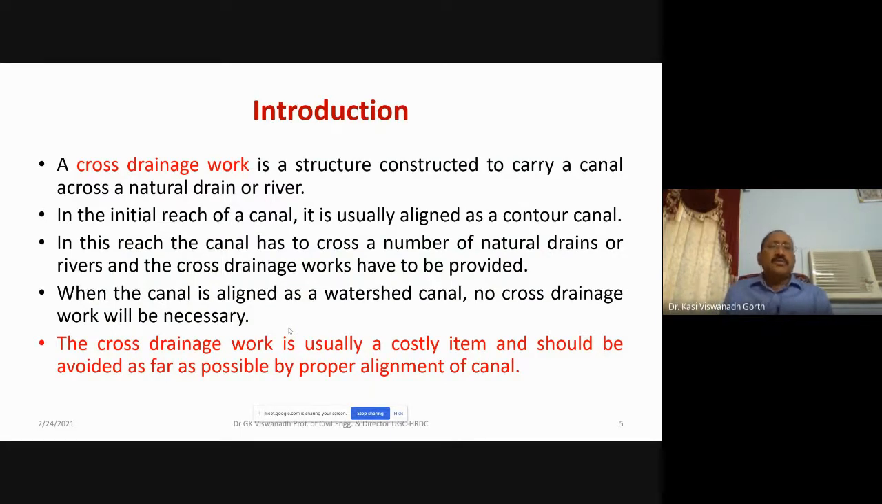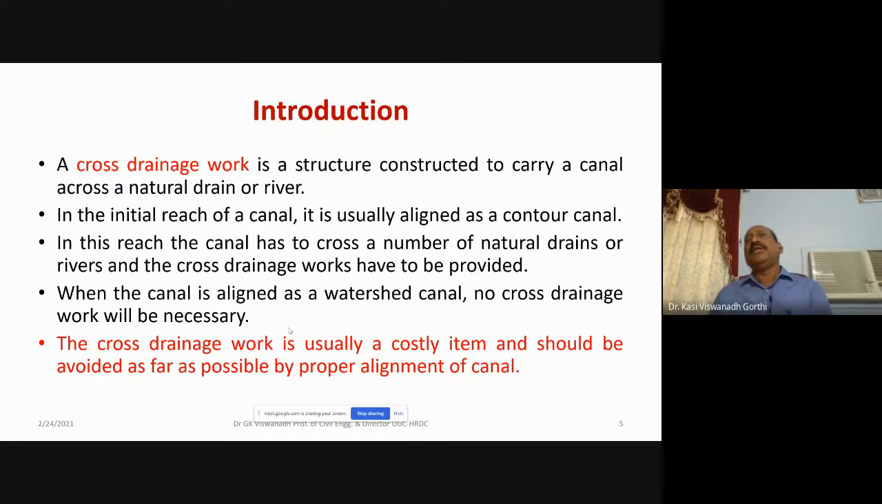So in the initial reach of the canal, it is usually aligned as a contour canal because the canal starts from the reservoir. It would be like a contour canal at the initial reach of the canal. So in this reach, the canal has to cross a number of natural drains or rivers, and the cross drainage works have to be provided. When the canal is aligned as a watershed canal, no cross drainage work will be necessary because if it is designed as a watershed canal, it will move along with that, and hence cross drainage work may not be necessary. The cross drainage work is usually a costly item and should be avoided as far as possible by proper alignment of the canal.